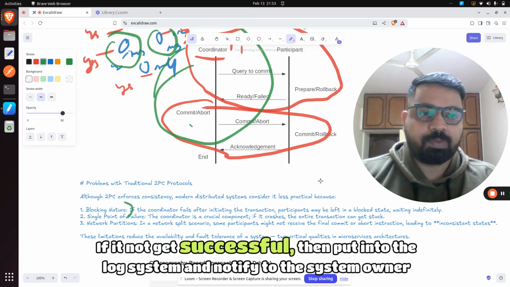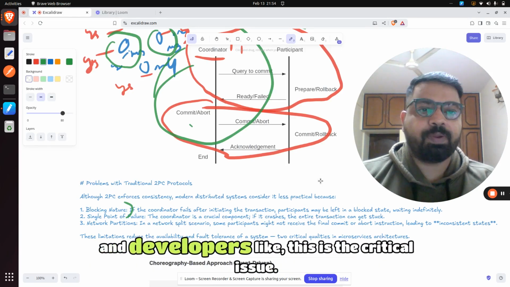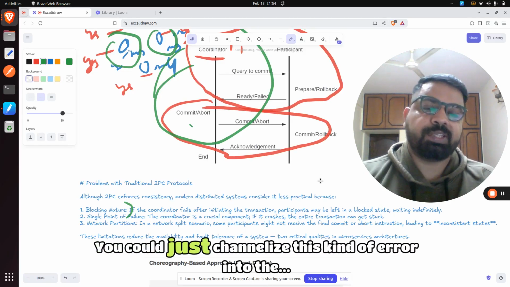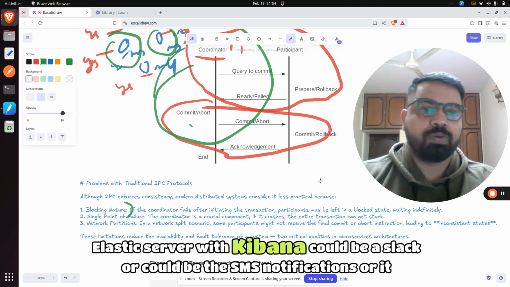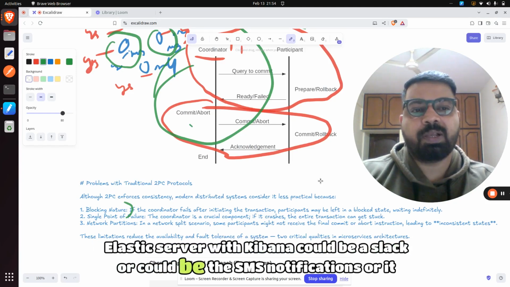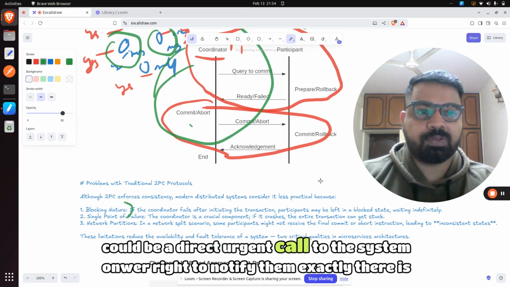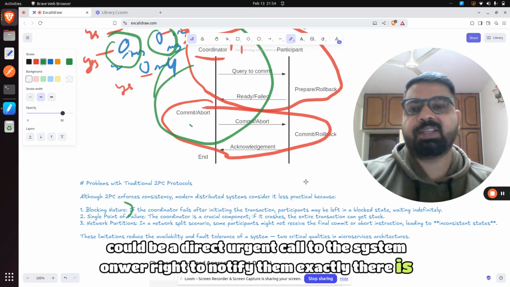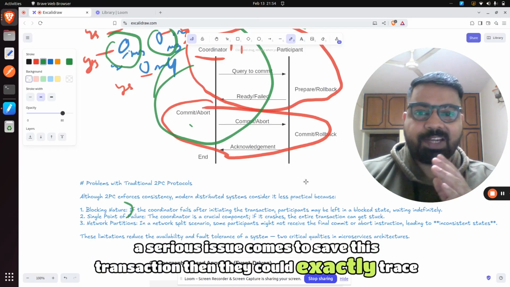If it's not successful, then put it into the log system and reply to the system owner, so developers know this is a critical issue, please have a look. You could channel this kind of error into the Elastic server with Kibana, or Slack, or SMS notifications, or it could be a direct urgent call to the system owner, right? To notify them that a serious issue has come up saving this transaction. Then they could trace it down.